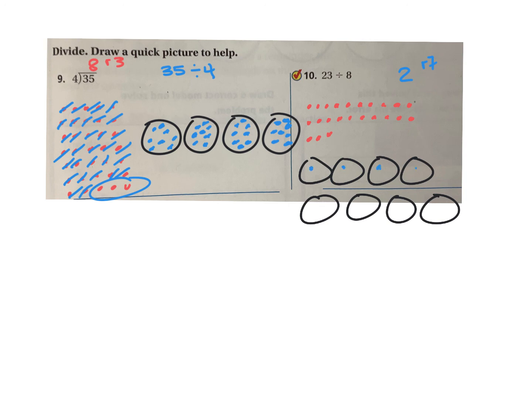1, 2, 3, 4, 5, 6, 7, 8. 3, 4, 5, 6, 7, 8. 9, 10, 11, 12, 13, 14, 15, 16. 3, 4, 5, 6, 7, 8. And then there's 4, 5, 6, 7 left. Those aren't enough to give everybody one. So I'm going to leave those as the remainder left over 7. Everybody got 2. And then we left the 7 over. There just wasn't enough. That's it.